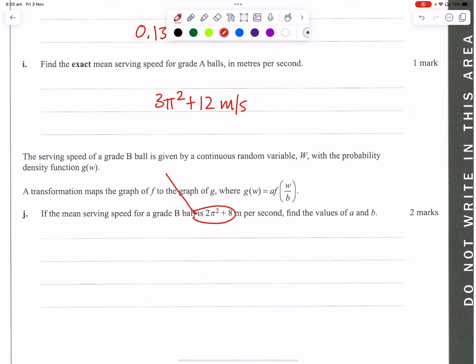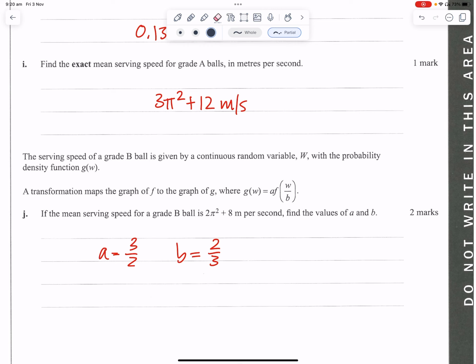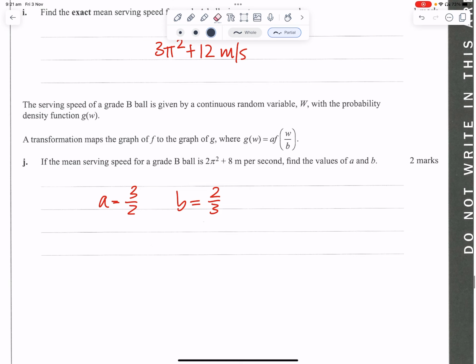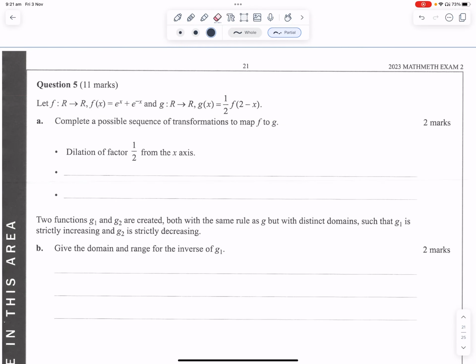To get from that to that, we're going to multiply it by 3 on 2. So 3 on 2 from the x-axis, a would be 3 on 2. And if we wanted to go 3 on 2 from the y-axis, b would be 2 on 3. Or would it be 3 on 2? I think it's 2 on 3. Not 100% sure about that one. Okay, I'm just going to move on.